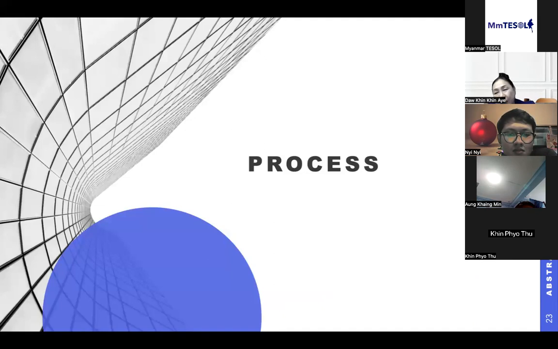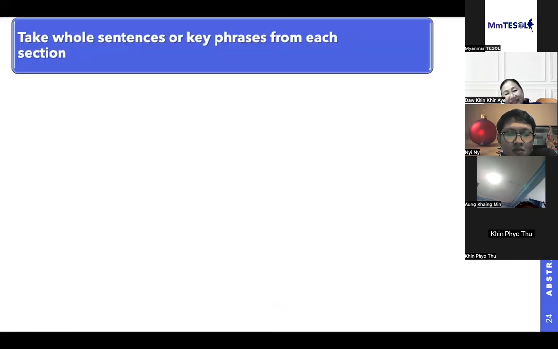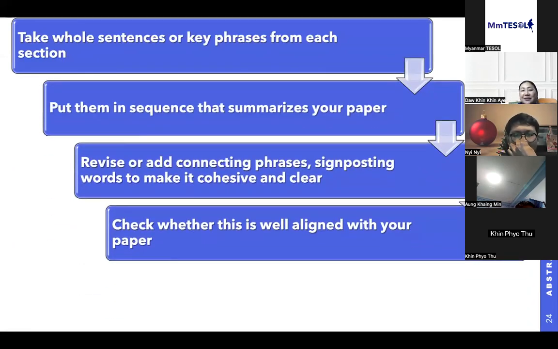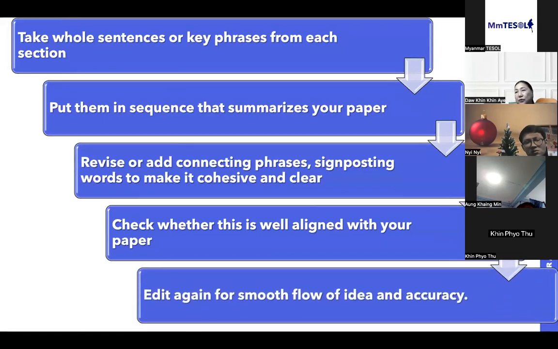Now, how do we write the abstract? Let's look at the process of writing. Okay, what you need to do is, first thing, you take whole sentences or key phrases from each section or each chapter. For example, a literature review or introduction or whatever, right? Put them in sequence that summarizes your paper. Revise or add connecting phrases, signposting words to make it cohesive and clear.